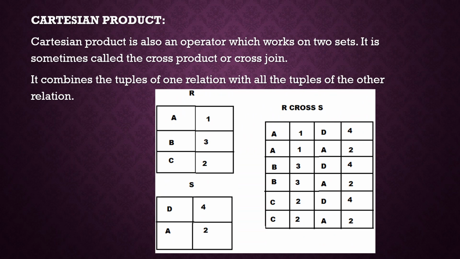What we have to do is, first we take the first tuple, that means the first record A1. A1 is combined with D4 and A1 is combined with A2. See, in the resultant relation it is given A1 D4 and A1 A2. The next tuple is B3, and B3 is combined with D4 and A2: B3 D4, B3 A2. Again C2 is combined with D4 and A2. These are about cross product, which is also called cross join.